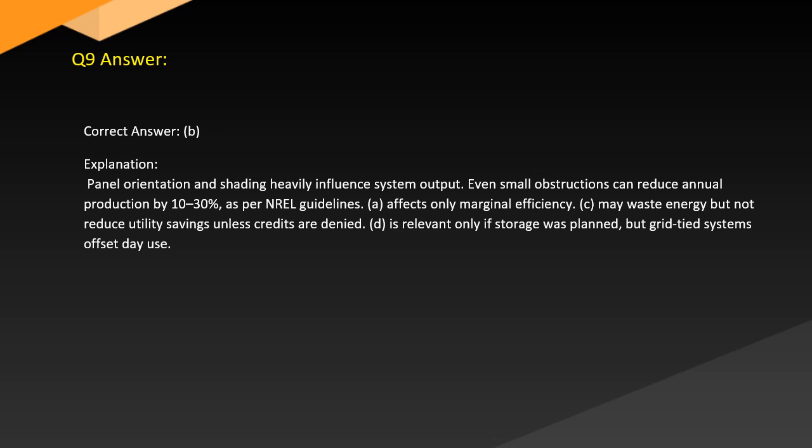Correct answer: B. Explanation: Panel orientation and shading heavily influence system output. Even small obstructions can reduce annual production by 10-30%. As per NREL guidelines, A affects only marginal efficiency. C. May waste energy but not reduce utility savings unless credits are denied. D. Is relevant only if storage was planned, but grid-tied systems offset their use.